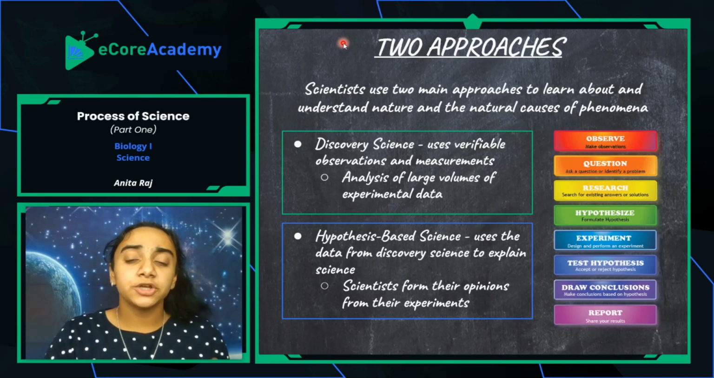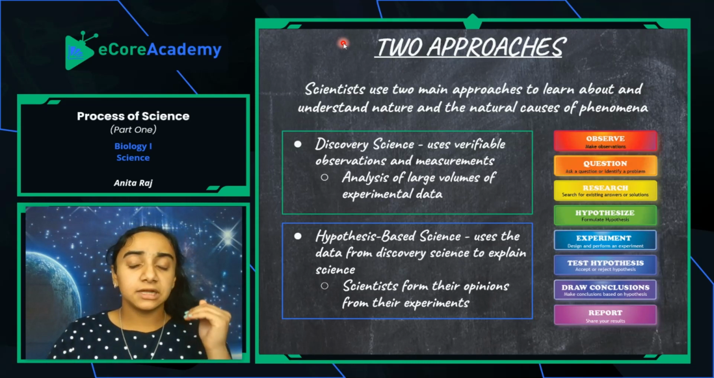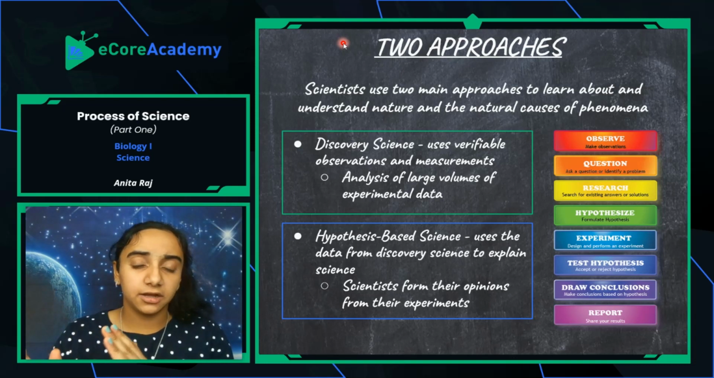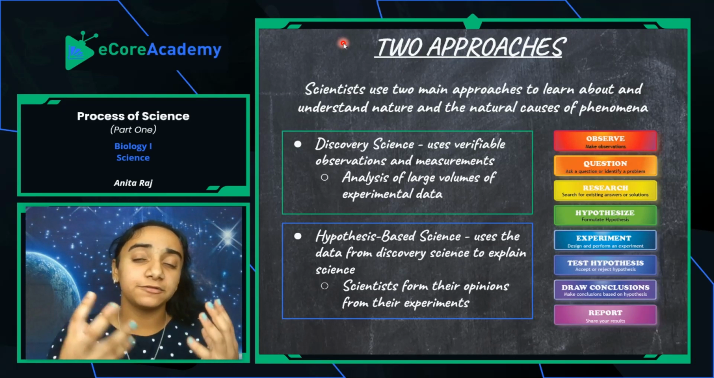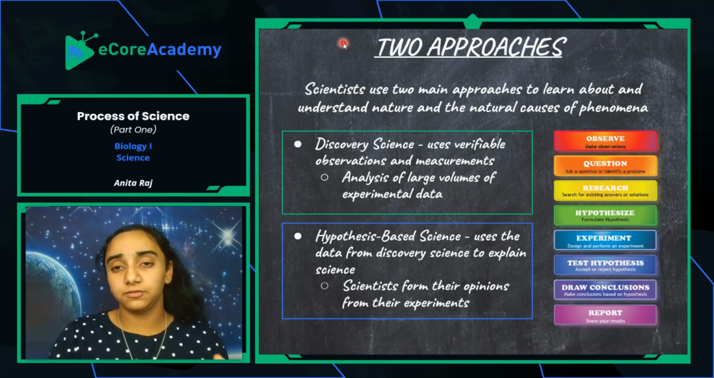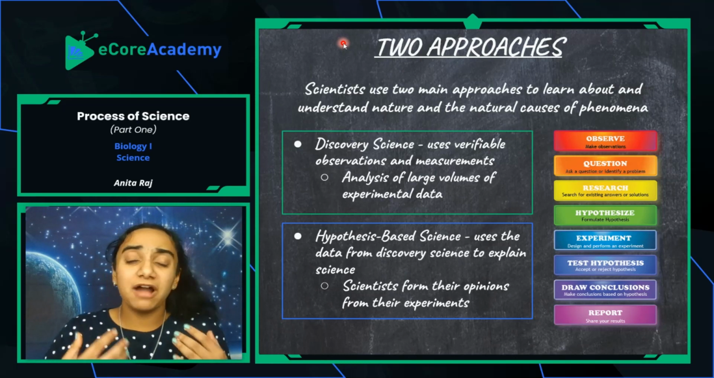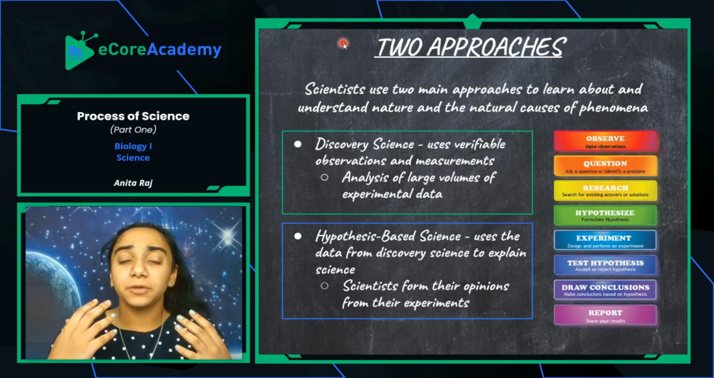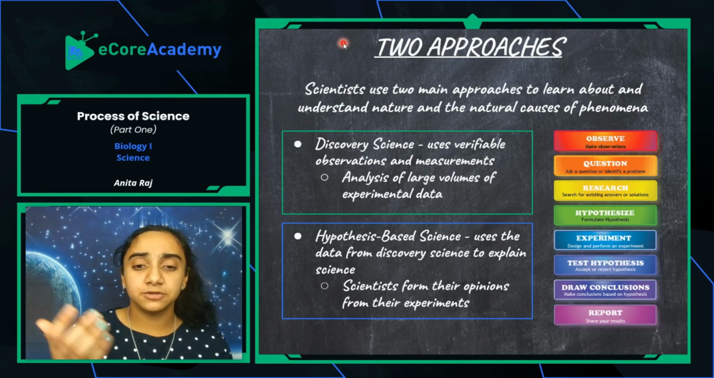So discovery science, you're analyzing large volumes of data to better understand the world around you, whereas in hypothesis-based science, you are taking those large volumes of data and you're trying to form an opinion, a factually supported opinion based off of that large volume of data you analyze. And a hypothesis can be seen as an educated guess. So you're not really sure, but after analyzing all that experimental data, you are pretty sure that is the answer. So this uses data from discovery science to explain science.